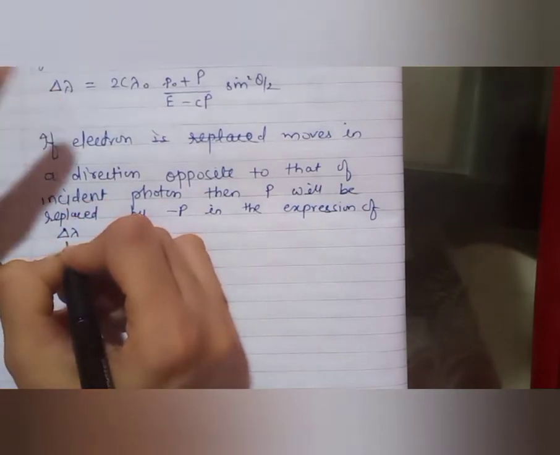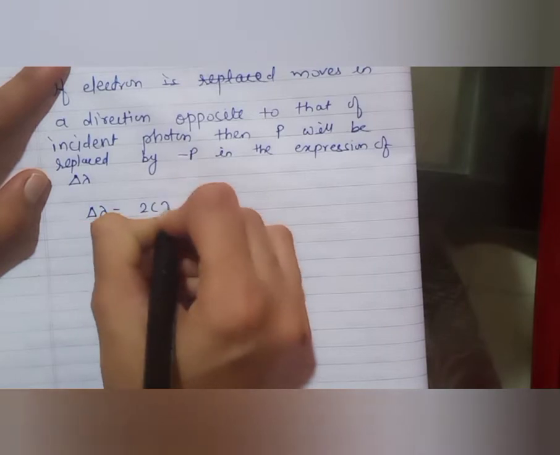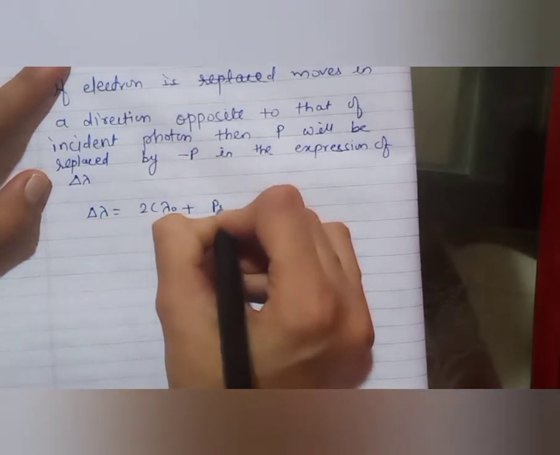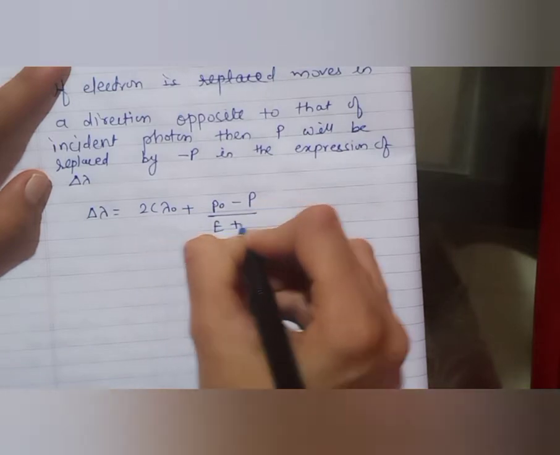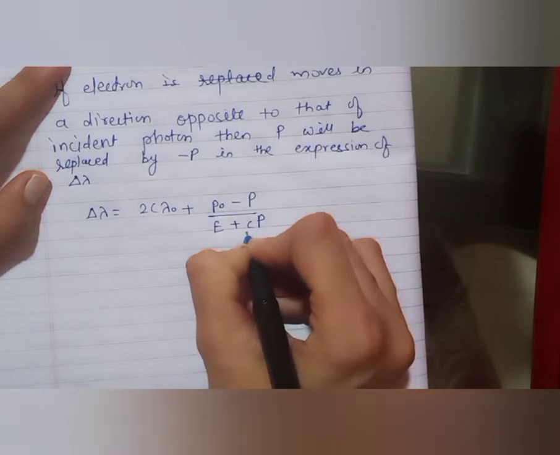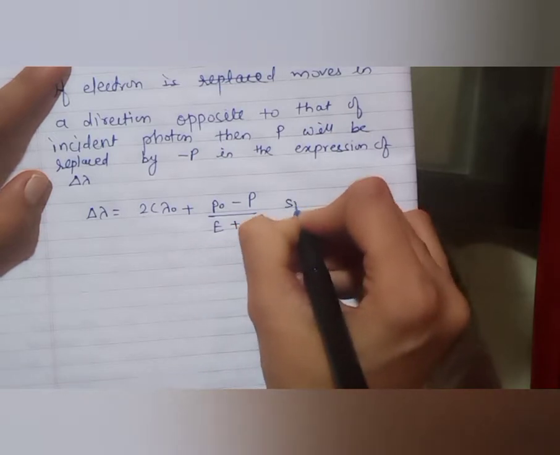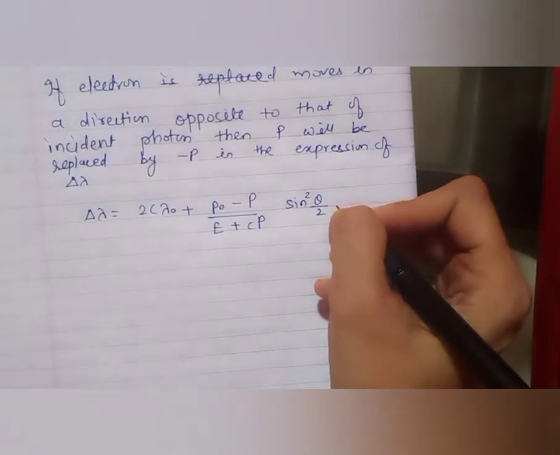So the above equation will become delta lambda equals 2c lambda 0 (p0 minus p upon e plus cp), because I replaced p by minus p. Minus minus will become plus, sine square theta by 2. So this is what I got.